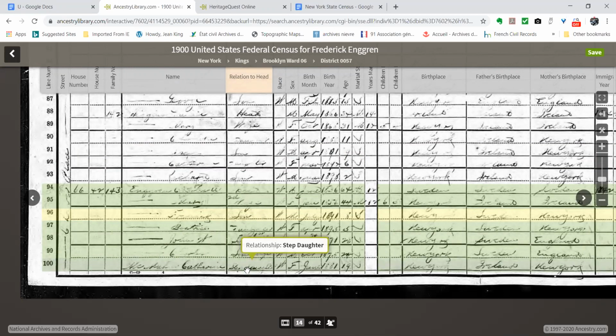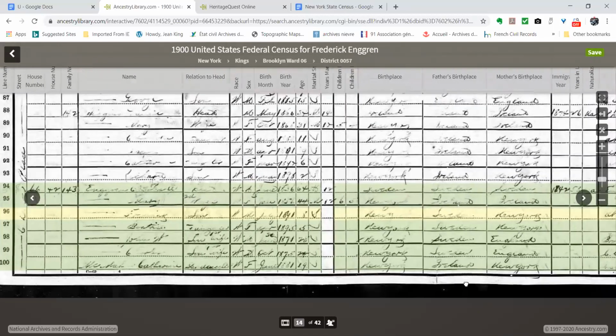Because this is my great-great-grandmother, Mary, and she was his second wife. And her children, Fred and Beatrice, were their children together. John and Charles were his sons by his first wife. Catherine was her daughter from her first husband. And then over in this column, it's asking how many years they've been married. How many children did she have? 6. And how many are living? 5. Which is true because they had another child together who died before 1900.